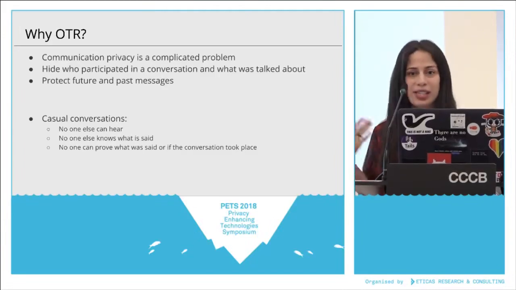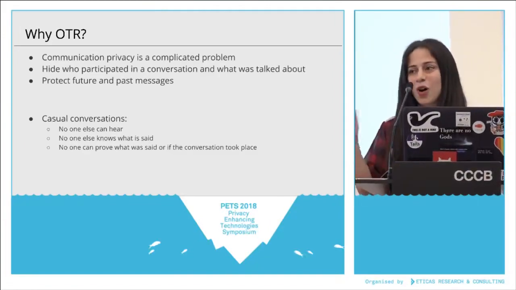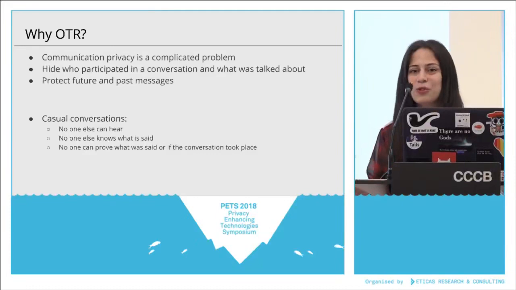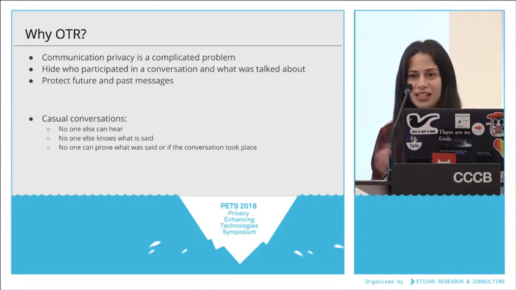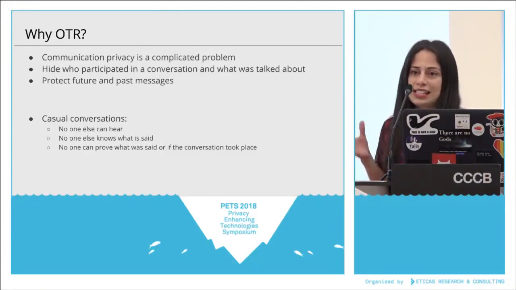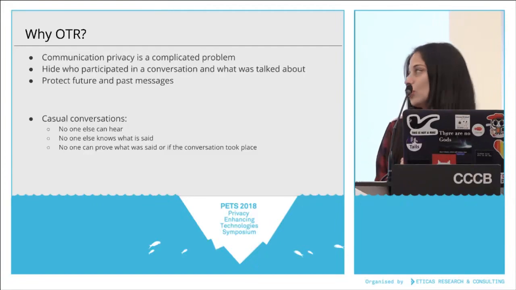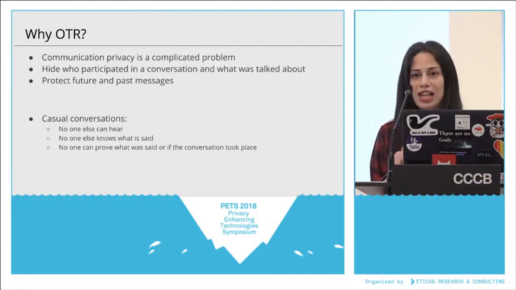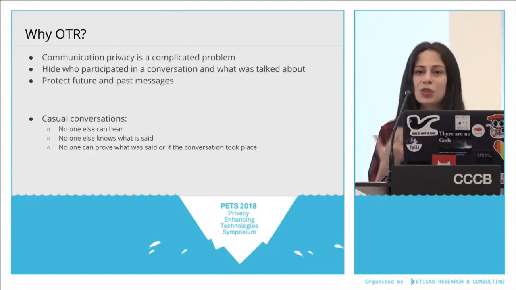Why do we have this property? For example, if I'm talking with someone in the real world and this person later says, oh, Sophie said this information in our conversation, I can say, no, I didn't say that. I can deny having said that information because no one else can prove that I said it in this conversation. No one can really hear what's being talked about. No one really knows what has been said, who participated in this conversation, or if this conversation actually took place.